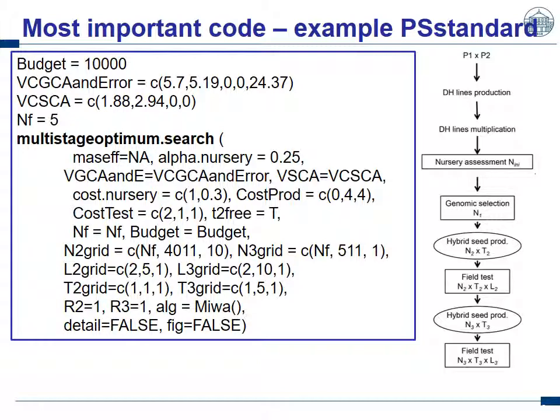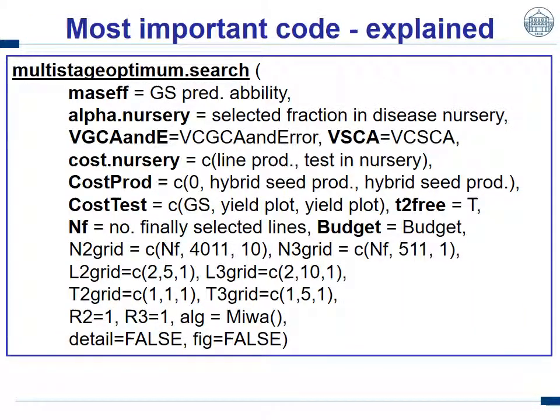And I want now to show you stepwise what it is. Now, looking at the code, you have here called mass-f, which is nothing else than putting here inside a genomic prediction ability. When you make phenotypic selection, you put here an NA. If you make use of genomic selection, you put here your prediction ability. For instance, 0.2. Alpha nursery is the selected fraction in the nursery. In our situation, 0.25. This loads the variance components.